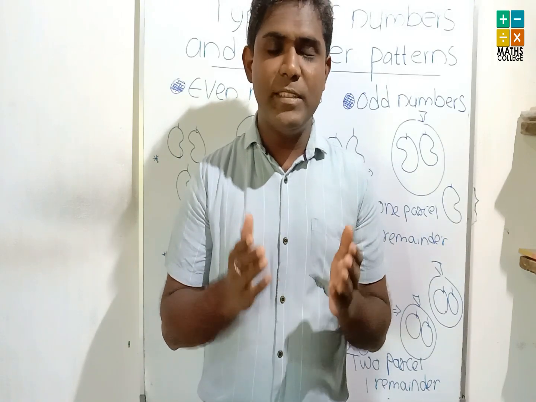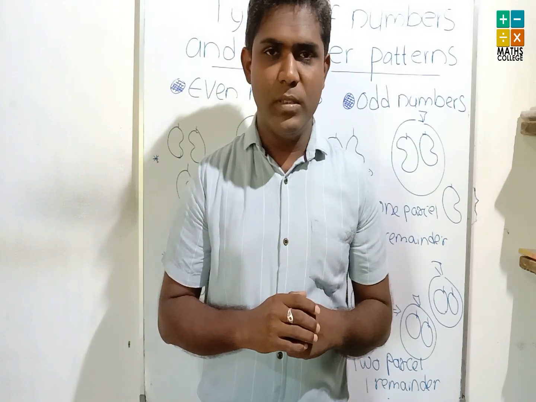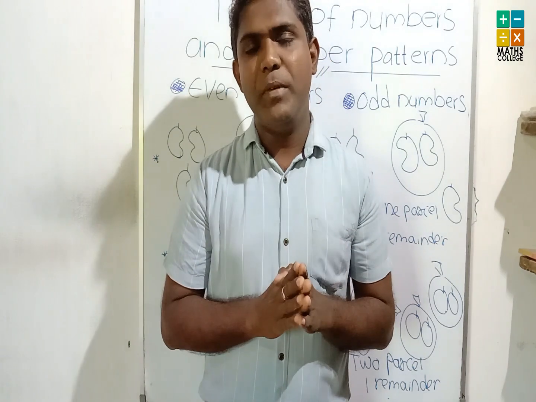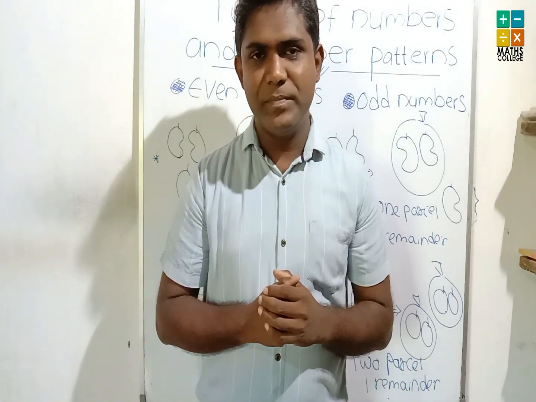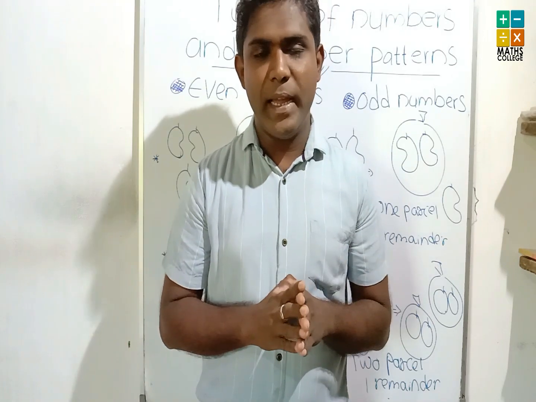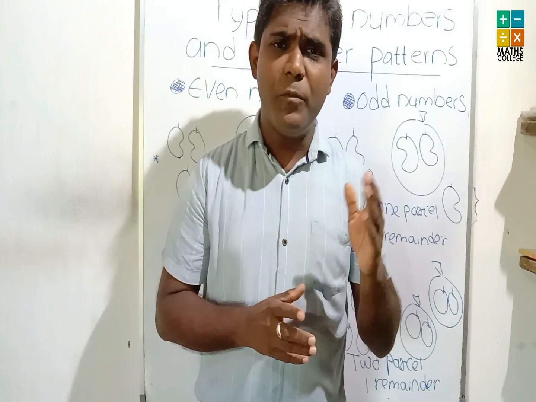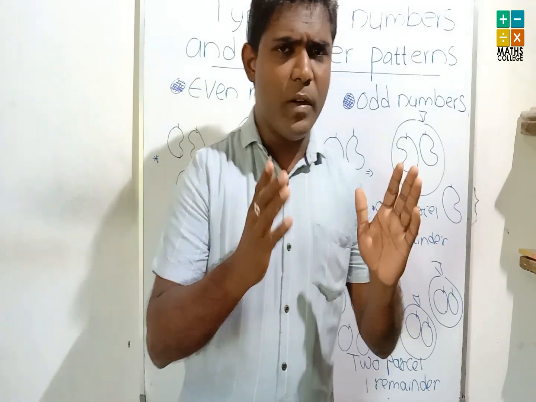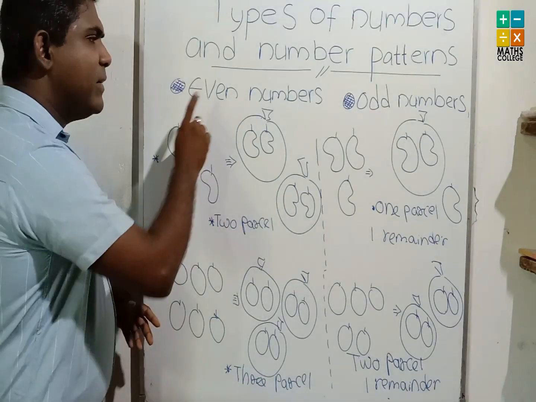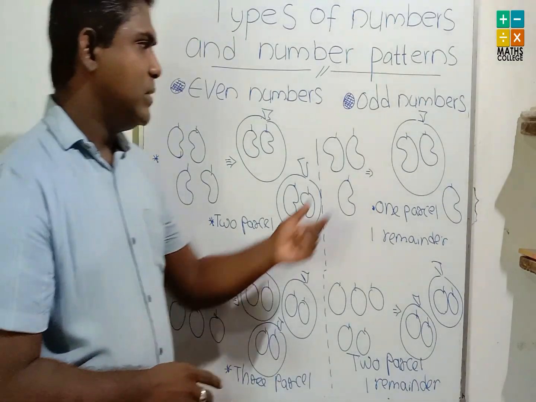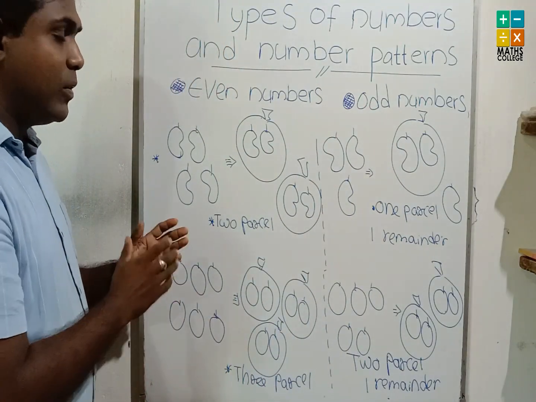Today, my dear students, I am going to discuss some types of numbers with you. The first one is even numbers and odd numbers. What is an even number? What is an odd number? Okay, look at the board. Even numbers, and another topic, odd numbers.